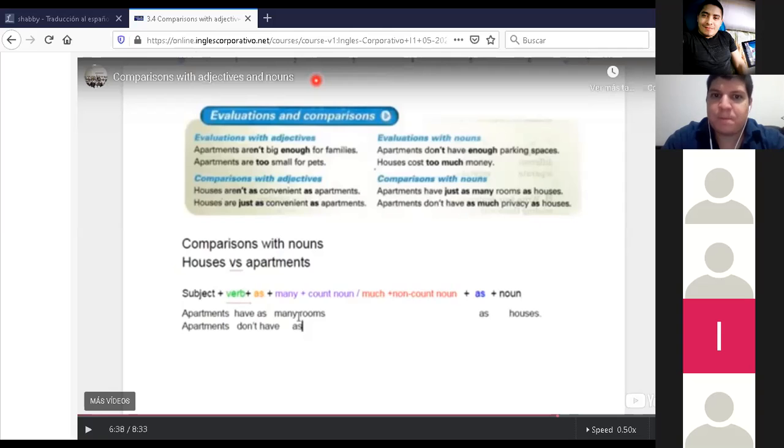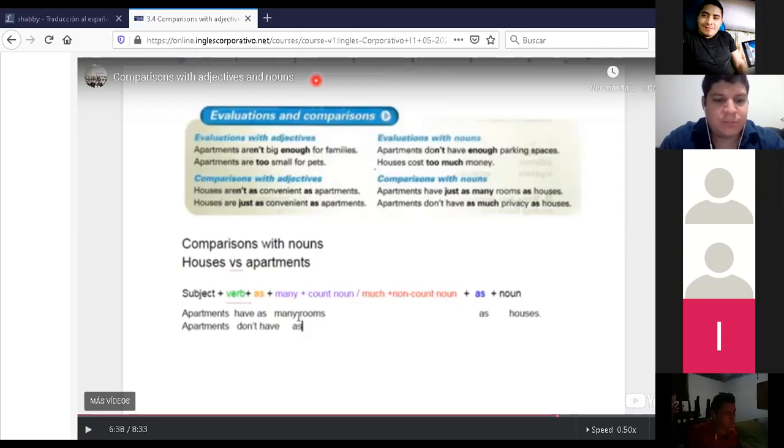Newspapers have as much information as social media. Good. Now, información es noun, es el nombre de algo, information. Give me another one, please. John speaks as much as Tatiana. Okay, nice, I like it. John, pero es que aquí nos falta, si se fijan, nos falta el noun. ¿Habla qué? John speaks English. Ajá, as much English as Tatiana. How do you say John habla tanto inglés como Tatiana?